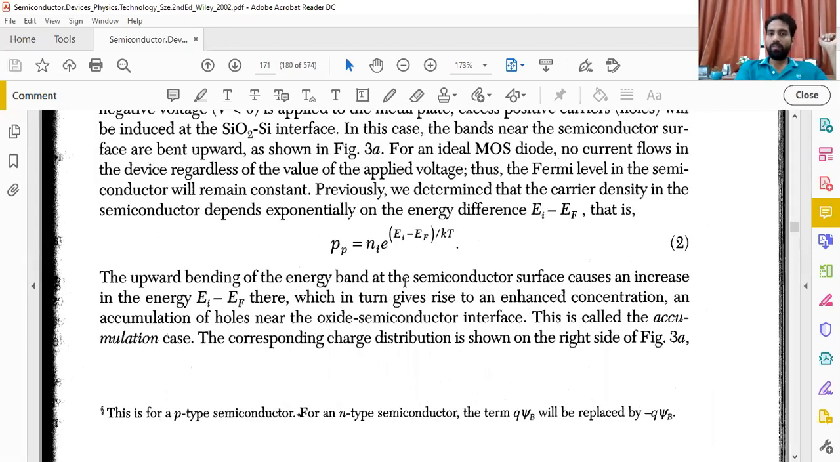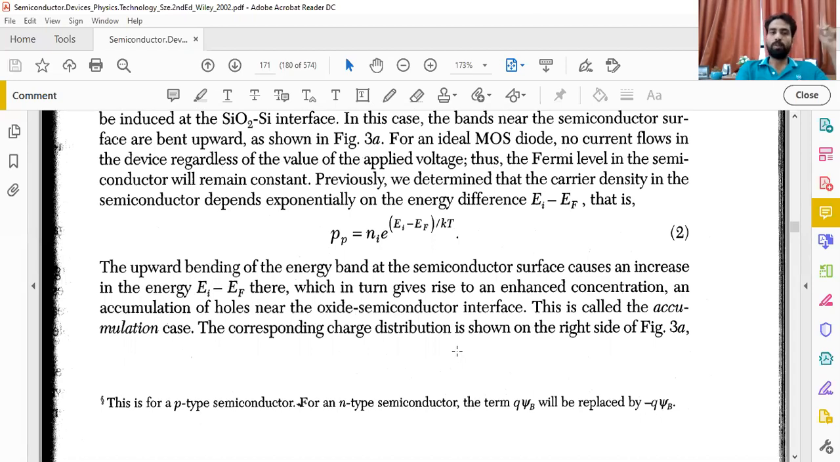The upward bending of the energy band at the semiconductor surface causes an increase in the energy E_i minus E_F there, which in turn gives rise to an enhanced concentration and accumulation of holes near the oxide-semiconductor interface. This is called the accumulation case. The corresponding charge distribution is shown in figure 3. We will see that. Important.